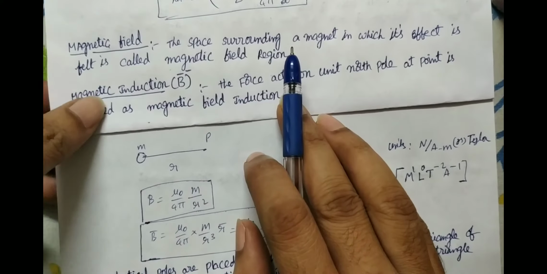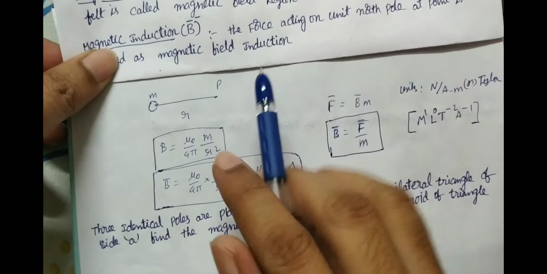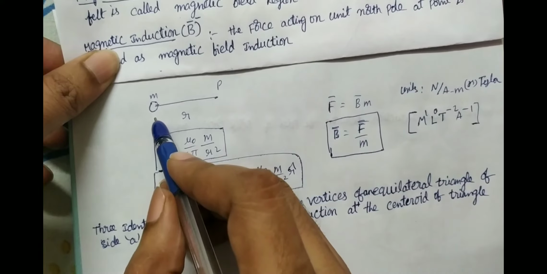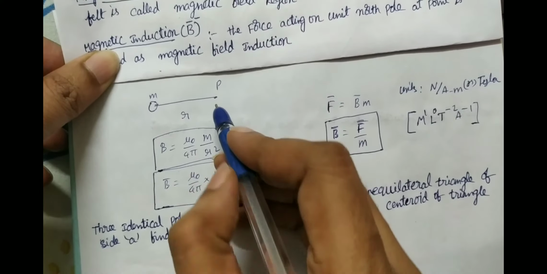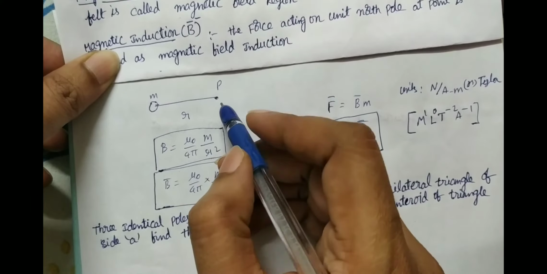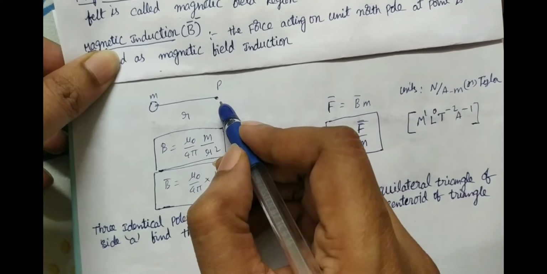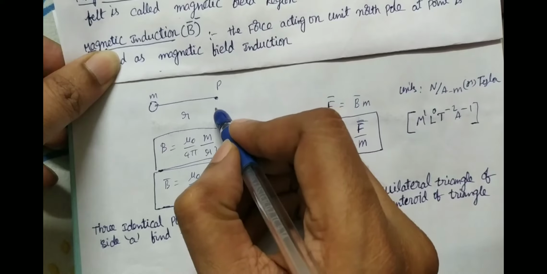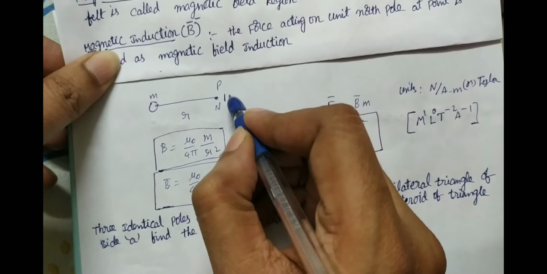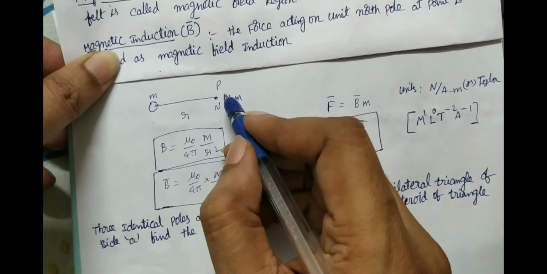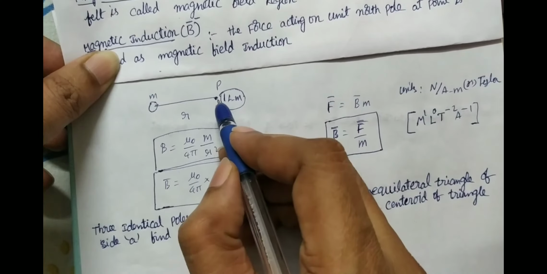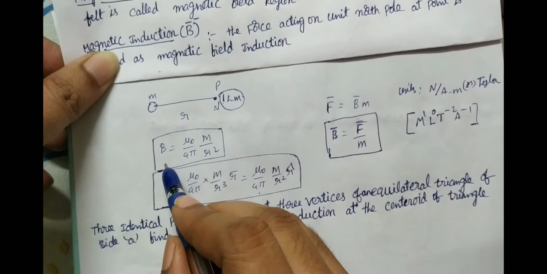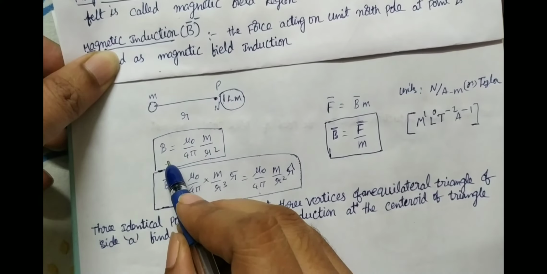Suppose you take a single pole with magnetic pole strength M, and at a particular distance R, take a point P. Here you have to assume a unit north pole, whose strength is 1 ampere meter. This is the unit north pole. If you place the unit north pole here, what is the force experienced? That is the field intensity, field induction B.